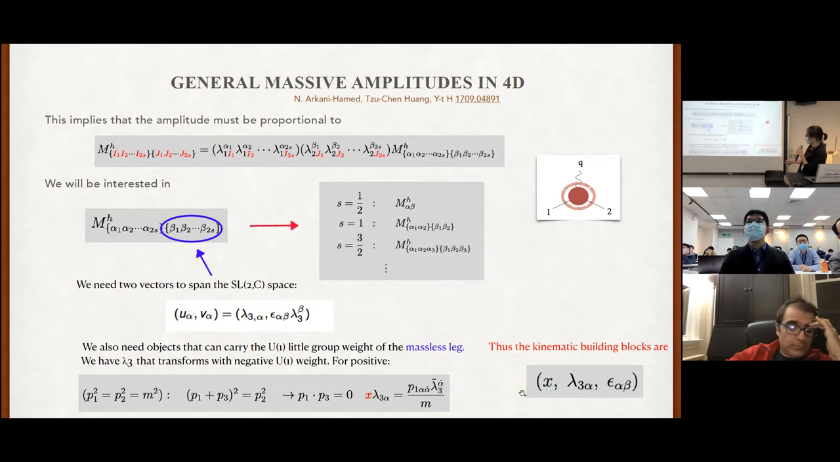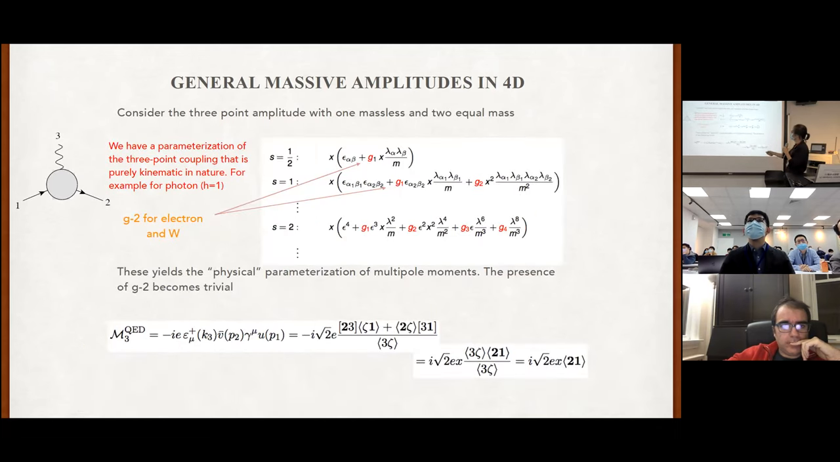You just have x, which carries helicity weight, and the lambda 3 and the epsilon symbol. Then these are all just defined kinematically. Once you do this, then it's just trivial. For spin 1/2 coupling to photon, you just have two structures. For spin 1, you have three structures that are possible. In general, for spin s, you have 2s plus 1 structures.